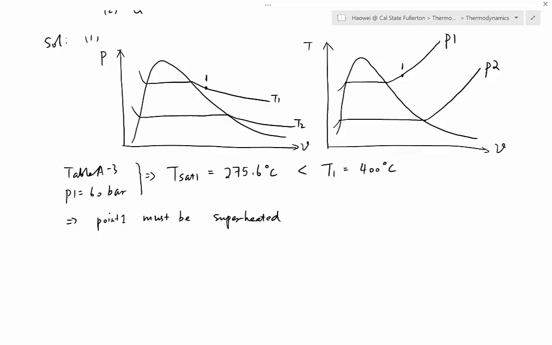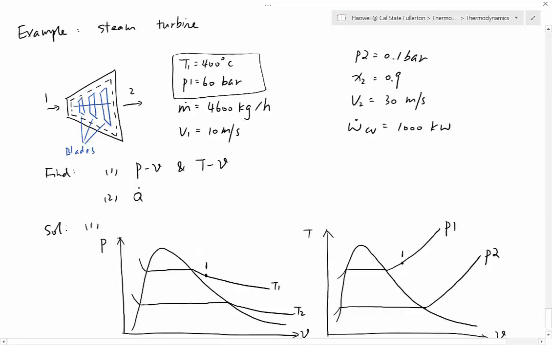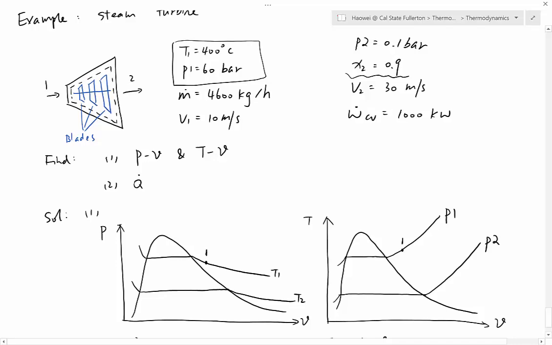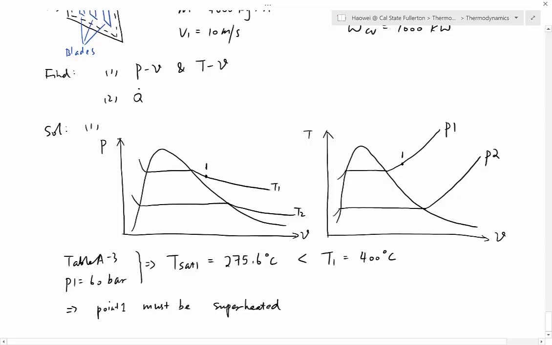Okay, so we know on the P versus nu diagram, it must be on the T2 line, but do we know the phase? Actually, we do. Why? Because quality is given. Quality is 0.9, so that means it must be a mixture. Point 2 must be within the dome. So can I actually put point number 2 here? Does it satisfy the requirement that point 2 has a temperature T2? Yes, because it's on the T2 line.